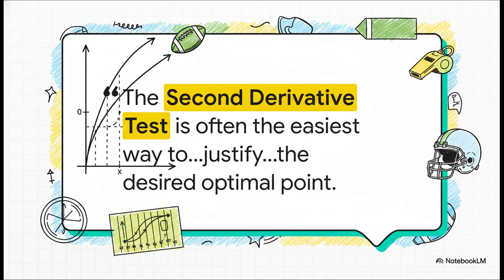And here's a little pro tip for you, straight from the source material. Once you've found a critical point, a potential best answer, how do you know for sure that it's the maximum you're looking for? Well, the second derivative test is often the fastest way to check. It's the final confirmation that your game-winning calculation is, in fact, a winner.